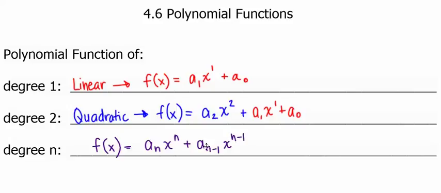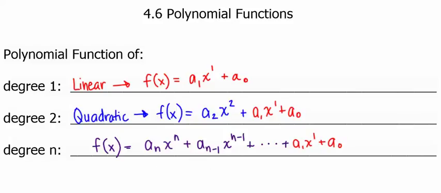Now don't let this scare you or confuse you. If we look at the quadratic, the first coefficient we called a sub 2, the next coefficient we subtracted 1, 2 minus 1 gave us 1. In descending order, we start with our highest exponent, and then we subtract 1, subtract 1, subtract 1, until we get down to our constant. So we would add terms in between until we get to a sub 1 times x to the first plus a sub 0.